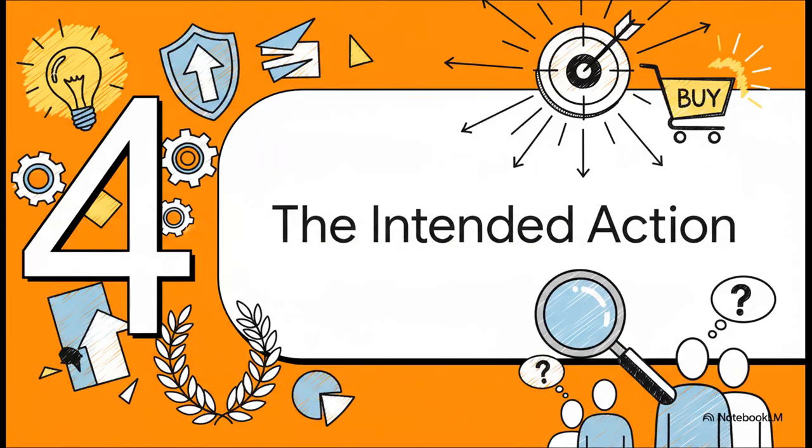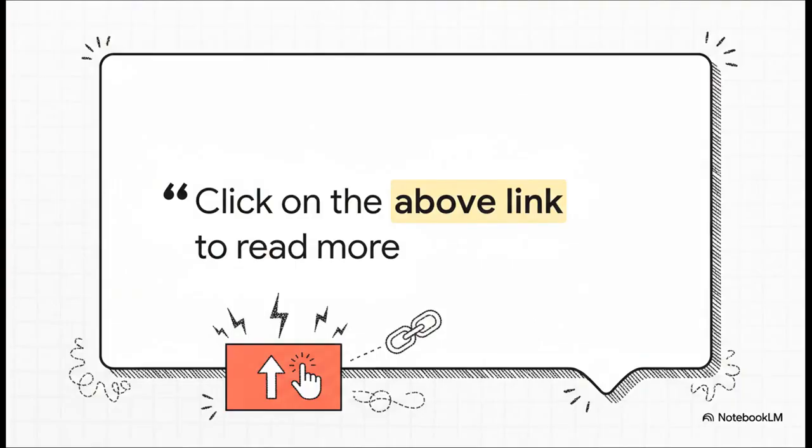Okay, so we know the promise, we get the symbols, and we know who the players are. But what does this ad actually want you, the viewer, to do? What's the end game here? Well, it's been hiding in plain sight this whole time. The ad's true purpose is the call to action. It says, click on the above link to read more. And that right there, that reveals everything. This whole image isn't the product, it's just the gateway. Its one and only job is to get you to make that click.